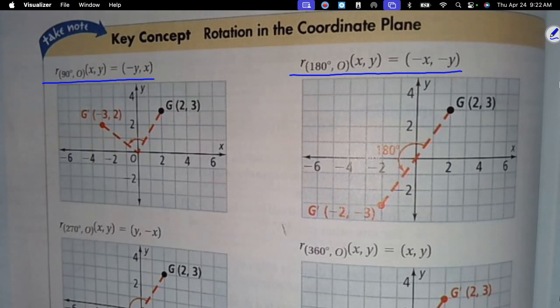Okay, again on the 180, you have your x and your y. They stay, you just make them both the opposite. If they were positive, they're both going to be what? Negative. If they were negative, they're going to be positive. Okay, if it was one of each, they'll both just change to the opposite.